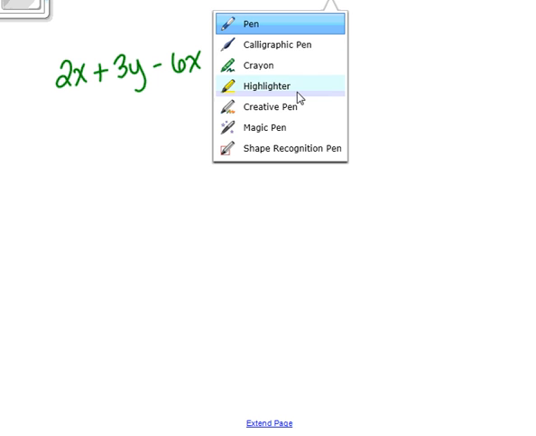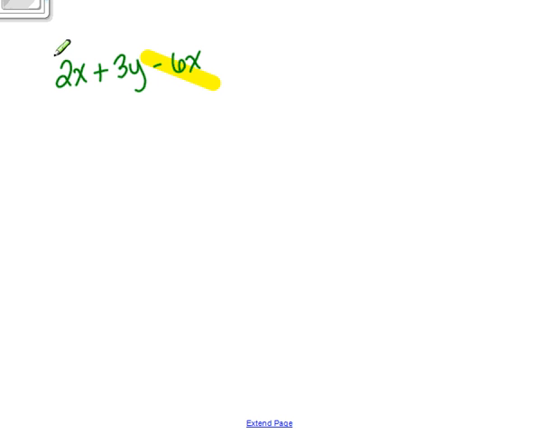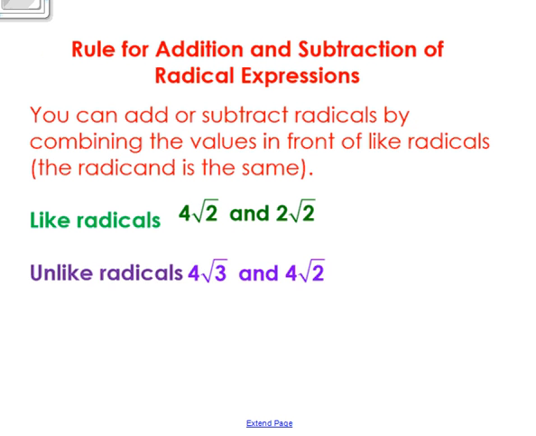So for example, if I wanted to add 2x plus 3y minus 6x, you can only combine the terms that are alike, which means they have the same variable. So I would add 2x and negative 6x, and that would give me a negative 4x. And then I've got this plus 3y that I can't do anything to, so it just comes down. We are going to use this concept when we are adding and subtracting radicals.